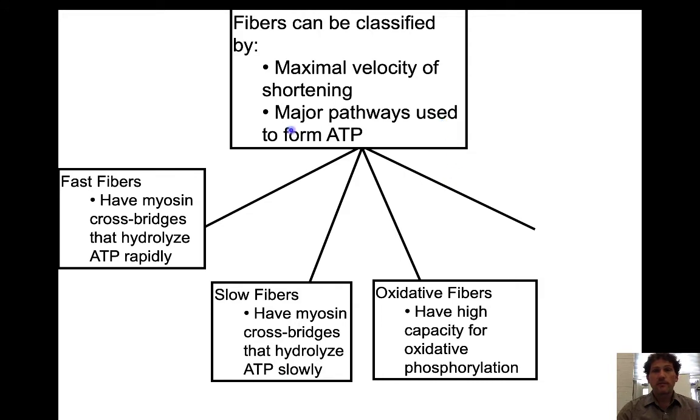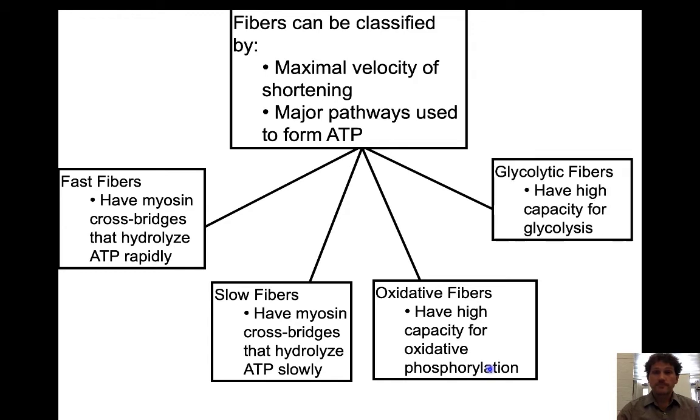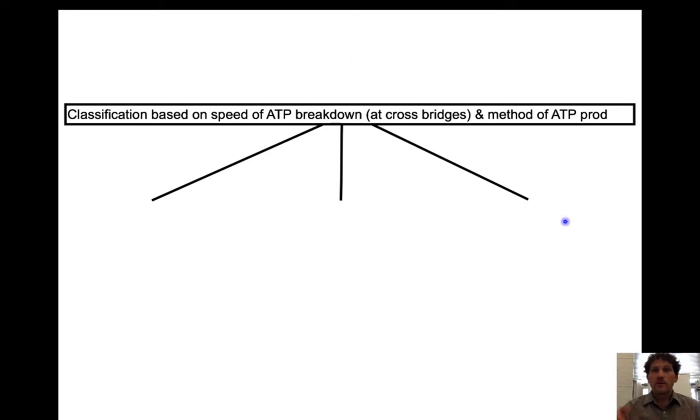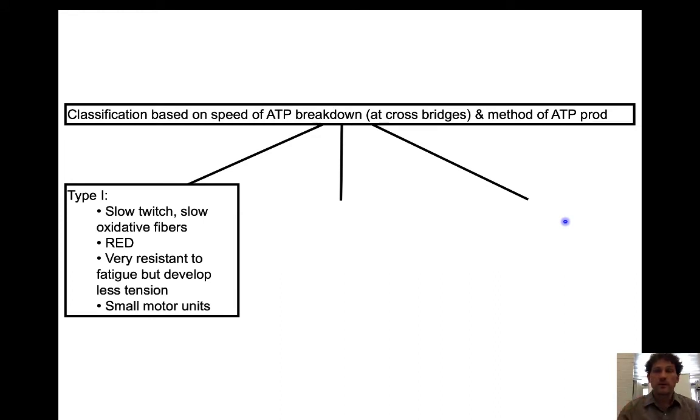Now, if we talk about the pathways they use to form ATP, we have our oxidative fibers, and they have a much higher capacity for oxidative phosphorylation, and if you remember, that's going to be our highest return of ATP. And then we have our glycolytic fibers, and they have a high capacity for glycolysis. So again, shorter return on our ATP amounts. So now we can combine all of those 4 groups to make 3 different types of fibers. And we can classify them again based off of that speed and their ATP production.